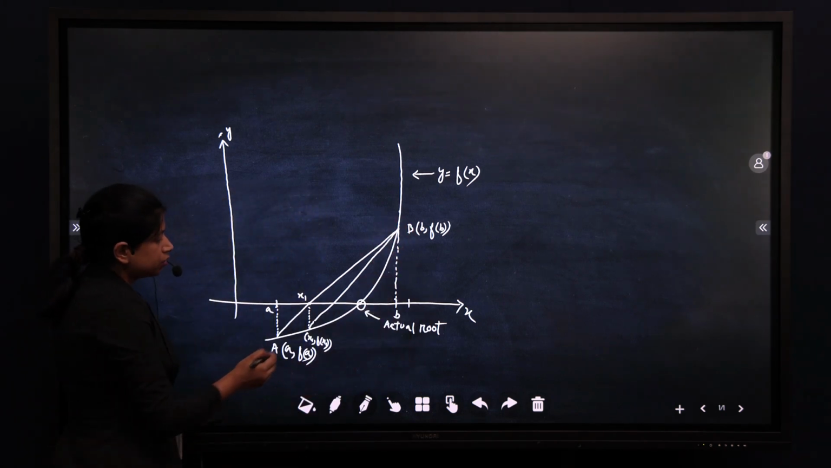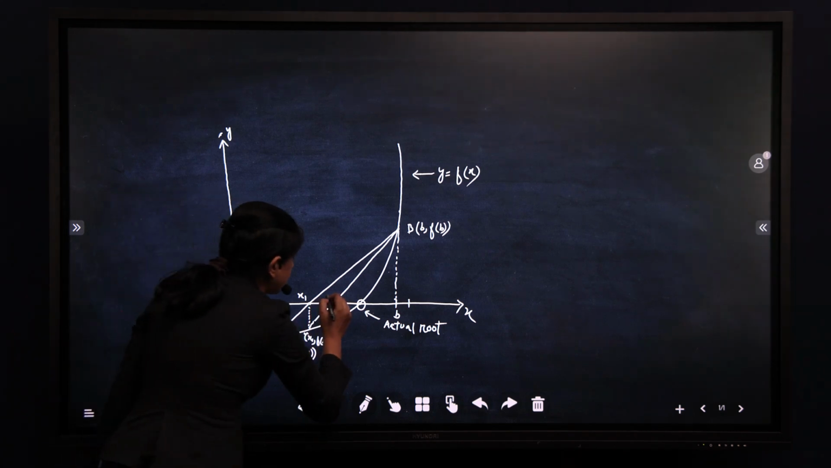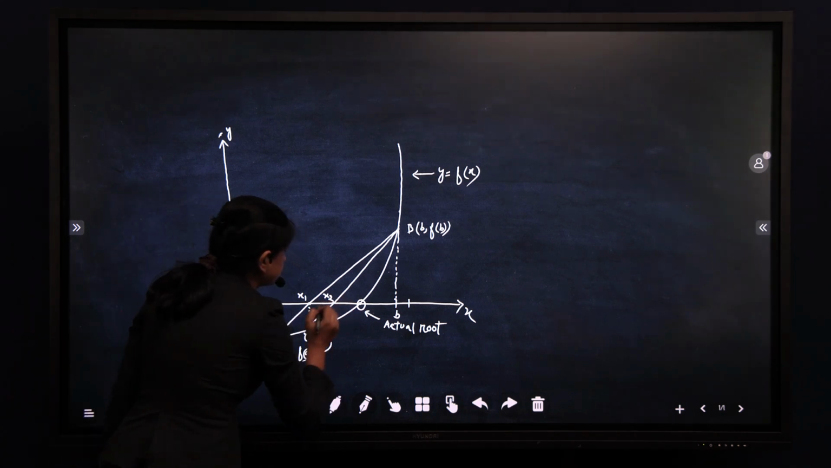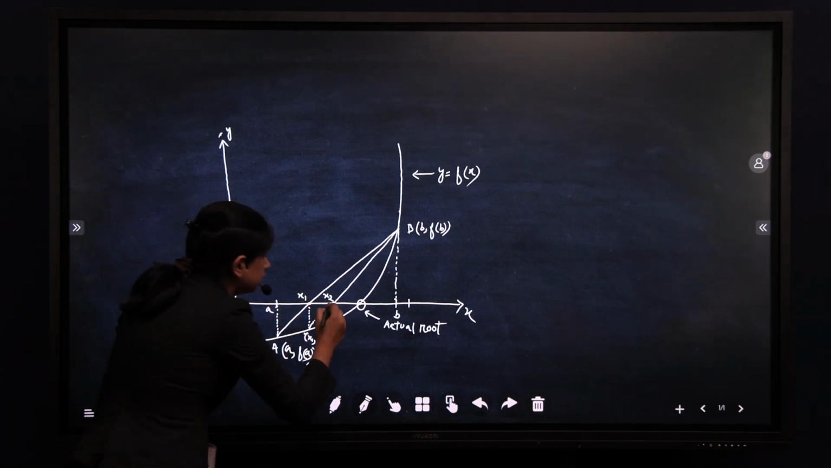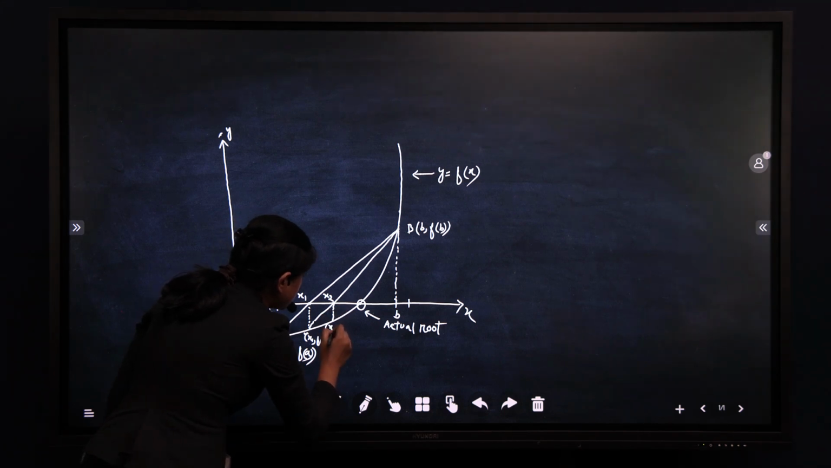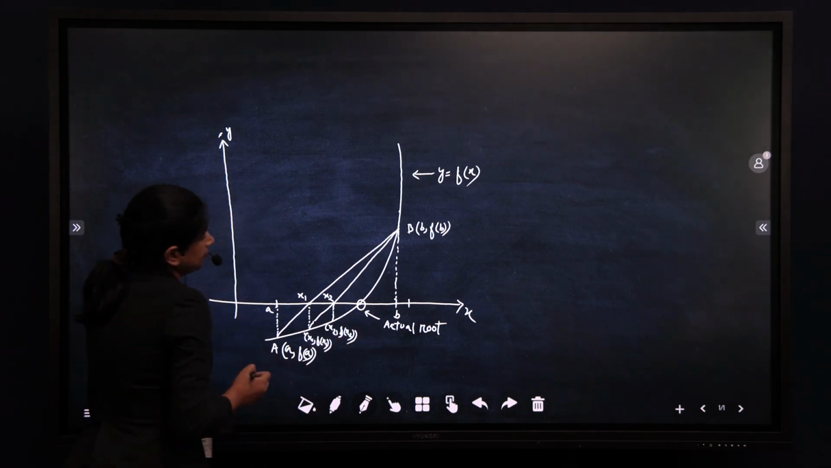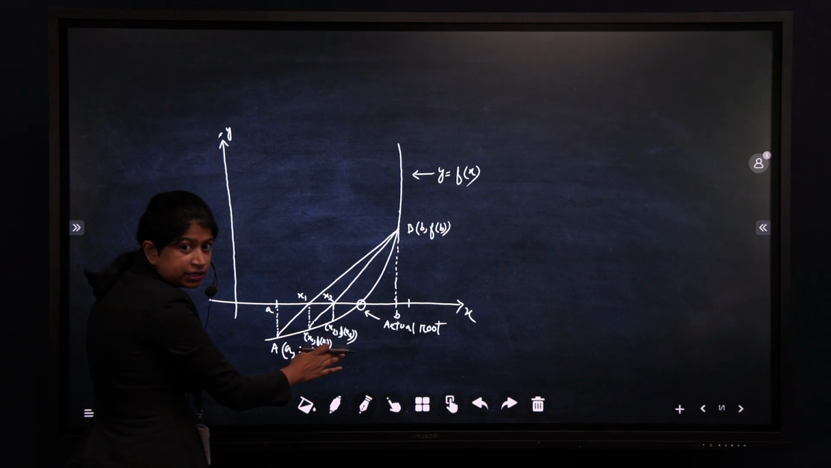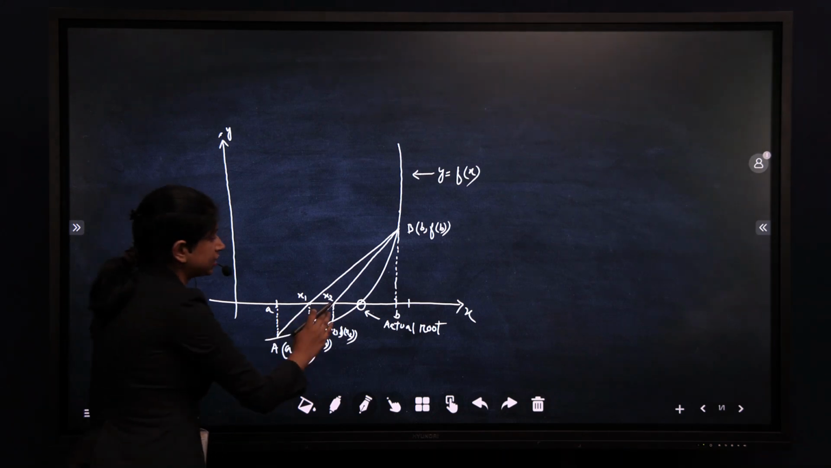Now this line cuts the x-axis at this point. Let us denote it x2, that is the second approximation. What will be the function value at x2? This is (x2, f(x2)). Now this f(x2) is negative and this f(b) is positive. So the root will lie between x2 and b.